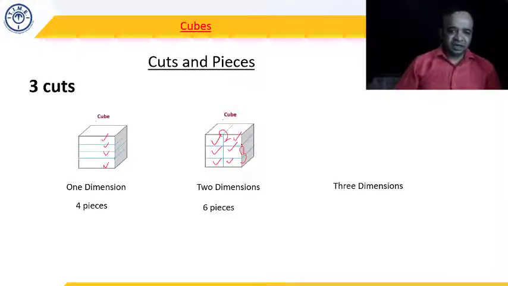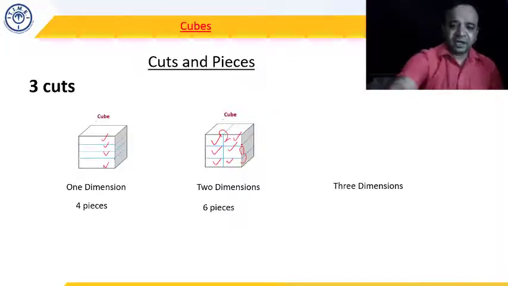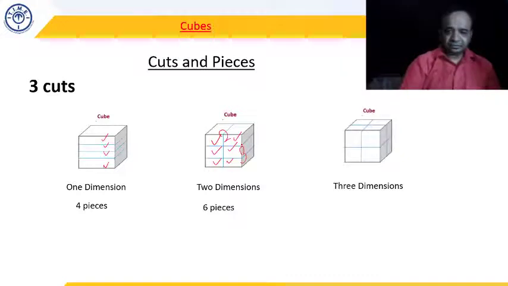So total number of pieces can be written as 2 into 2 into 2, that is equal to 8. Just look at this figure here. One cut along this dimension, one cut along this dimension, one cut along this dimension. There are two pieces here, two pieces here, two pieces here. 2 into 2 into 2, that is making here 8.